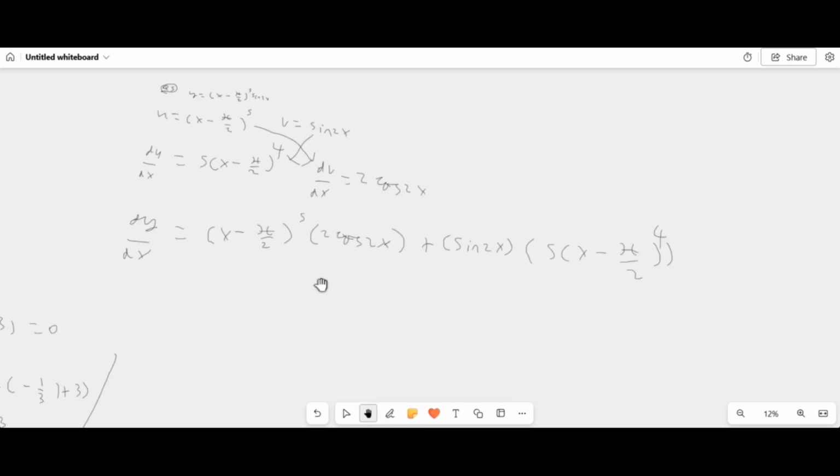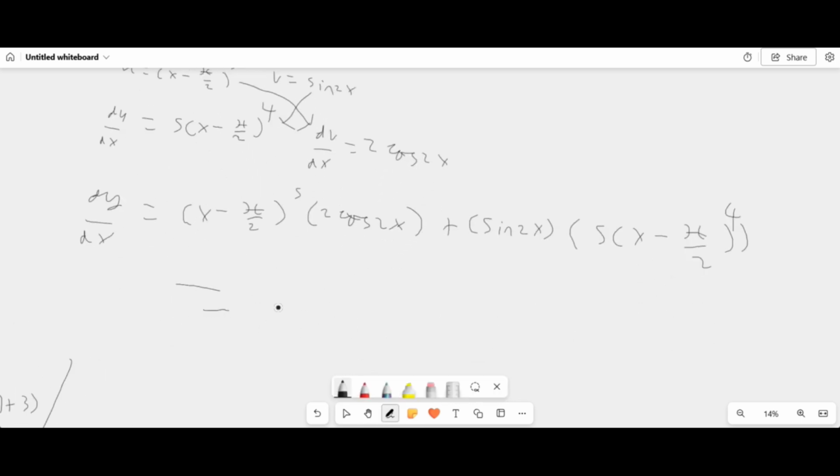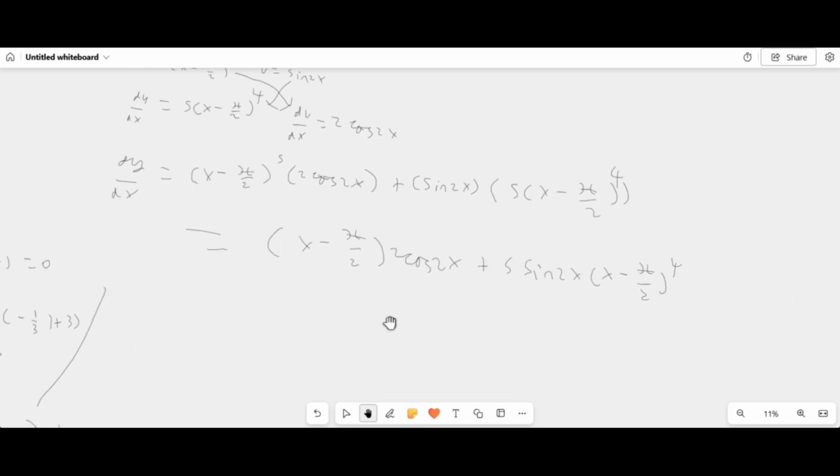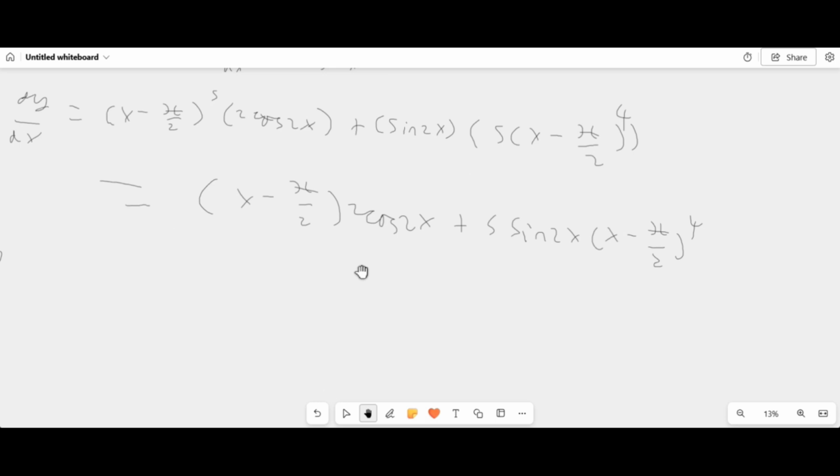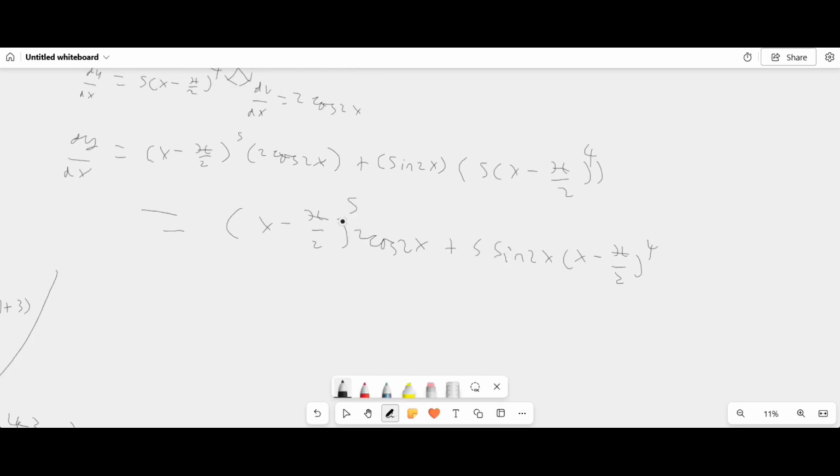Save. Now expand that here, so make it look clean. So that's going to be x minus pi over 2 times cos 2x, plus 5 sine 2x times (x minus pi over 2) to the power 4. It's power 5 here. Alright, save.